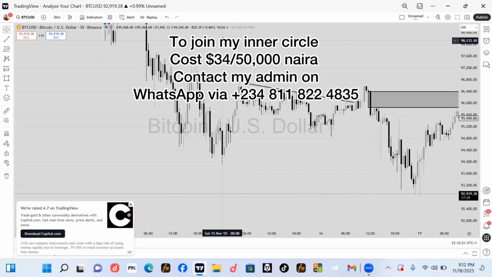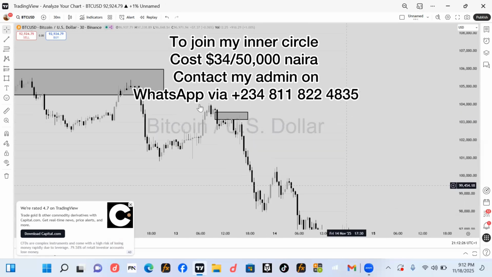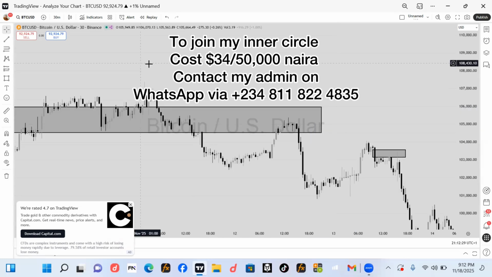So let's look at a small scenario on fair value gap. We'll still go to the 5 minutes time frame and check it out.